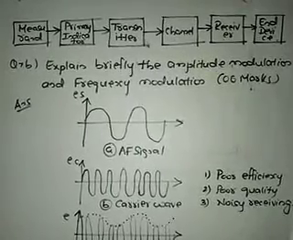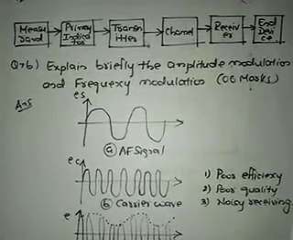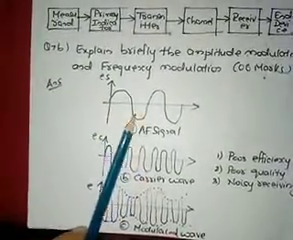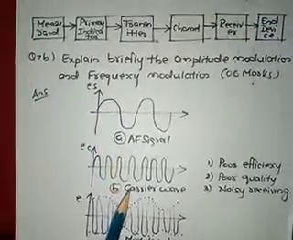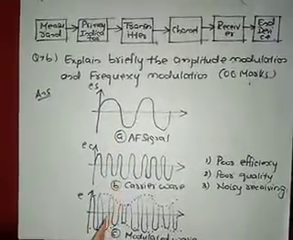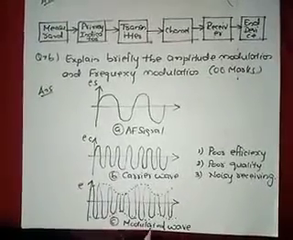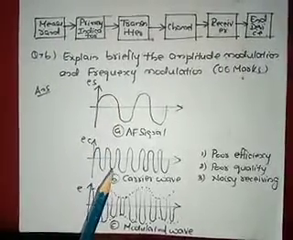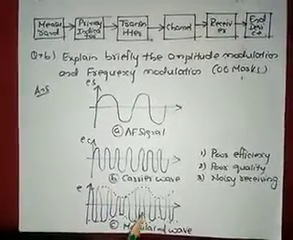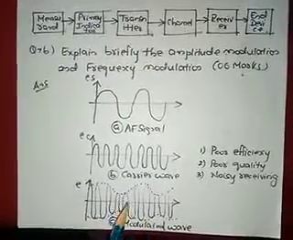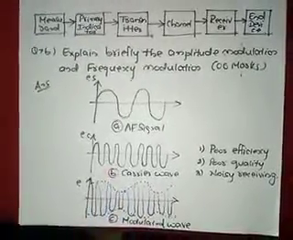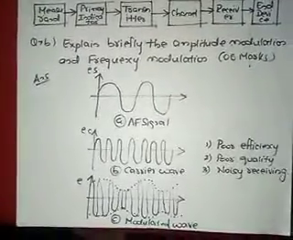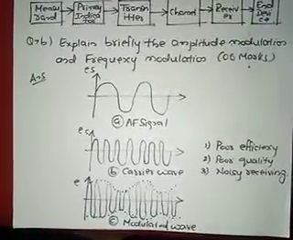Next, amplitude modulation. Amplitude modulation means the amplitude of the carrier signal is varied in accordance with the amplitude of the information signal. This is the amplitude modulated wave, the resultant wave we get after mixing the audio signal with the carrier signal. This modulated wave has the same frequency as the carrier signal. The frequency has not changed.